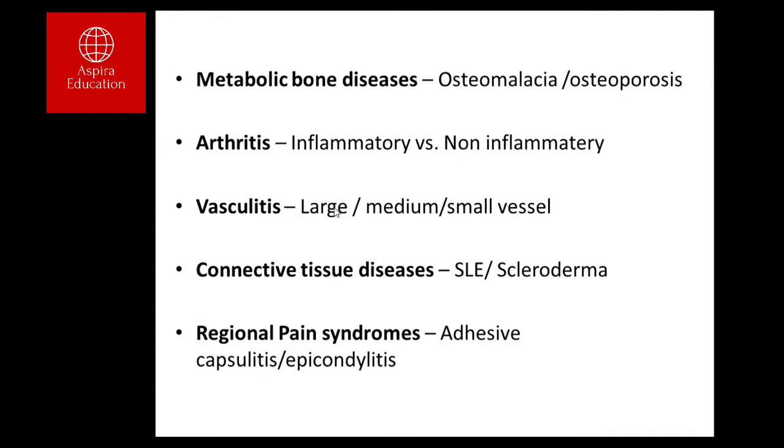Then you have connective tissue diseases, which predominantly involve the skin, the musculoskeletal system, and other connective tissues. Classical examples would be systemic lupus erythematosus and scleroderma. And then we have what are called localized rheumatological diseases, which are basically regional pain syndromes. For example, we have adhesive capsulitis, epicondylitis, carpal tunnel syndrome. So these come under the category of regional diseases. This is how we're going to discuss rheumatology in these 6 hours.